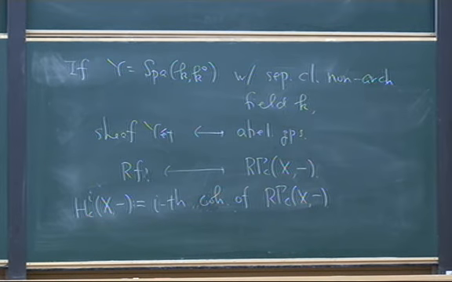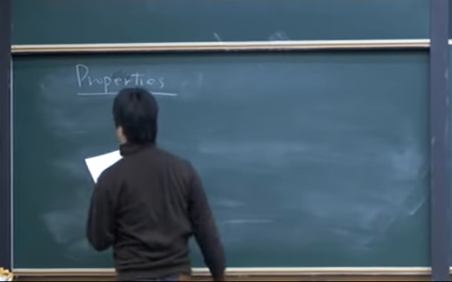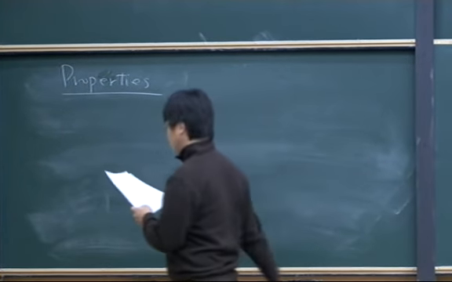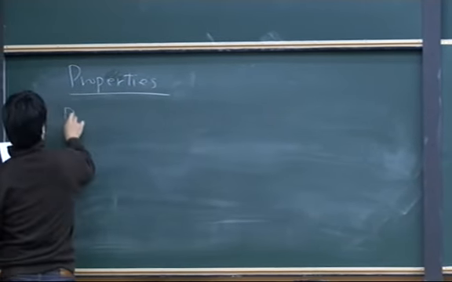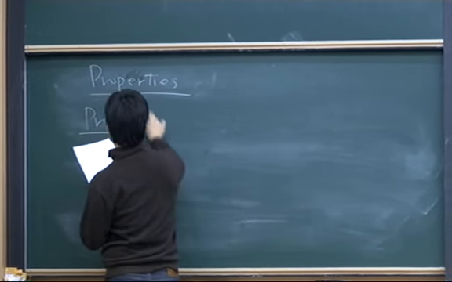Yes, I think partially proper is enough. And properties. The first property is a very important one. Representation theory and number theory.